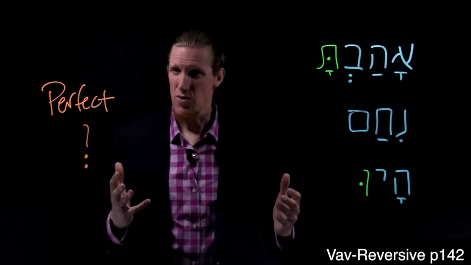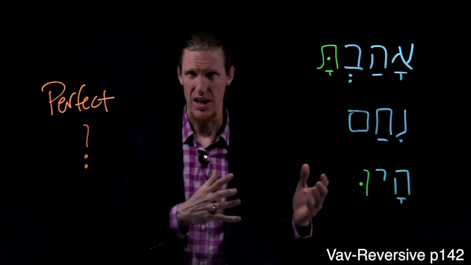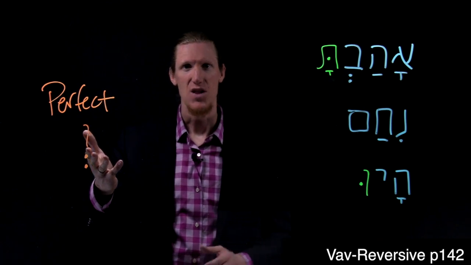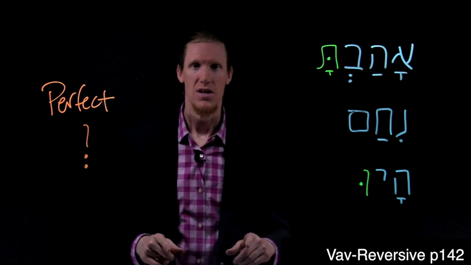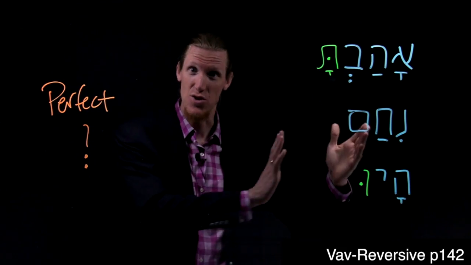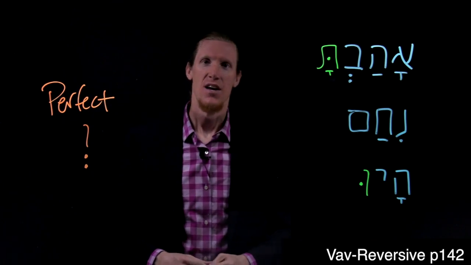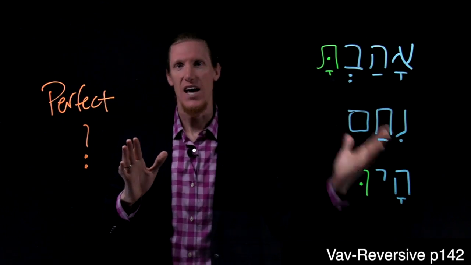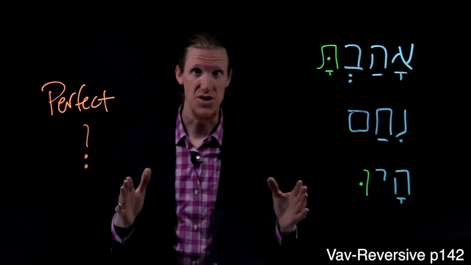Now you may be wondering why specifically it's called Vav-Reversive. What's the reversive part have to do with it? Well, the Vav has to do with the attaching of the Vav. The reversive has to do with how it functions in English translation. So in the same way that the Vav-Consecutive was used by a narrator to narrate consecutive actions from the past, the Vav-Reversive, the attachment of the Vav actually reverses the tense in translation.